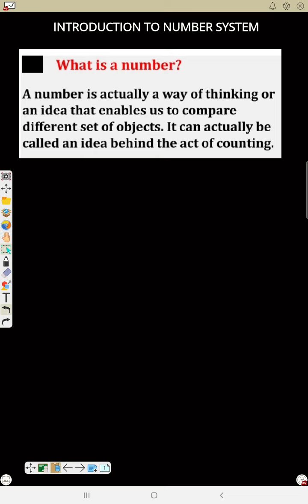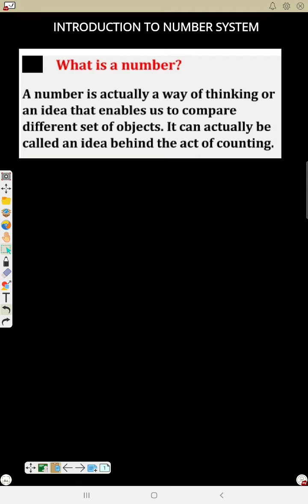Numbers rule our lives. We use numbers all the time. Our dates, days, months, and year are numbers. The time of the day is a number. The time of our next appointment is a number. The money we earn and spend is a number. So that means number is actually an idea behind the art of counting.